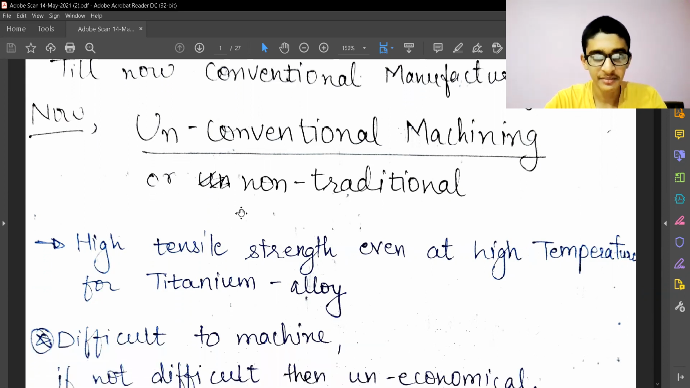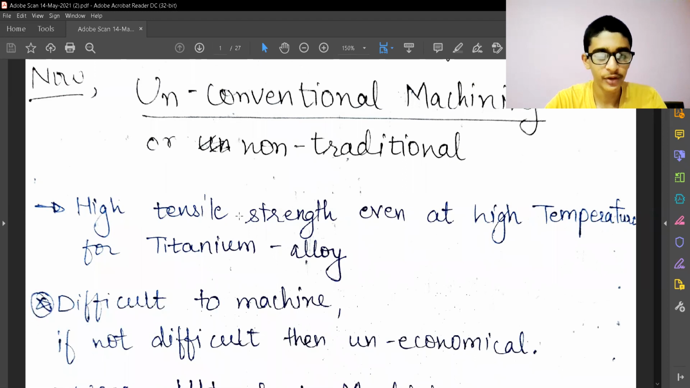So where are these unconventional machining processes helpful? They are helpful when the workpiece material has very high tensile strength, and I am not able to get a tool which has higher tensile strength than the workpiece. And it can be the case that my high tensile strength workpiece maintains that high strength even at high temperatures, such as titanium alloys.